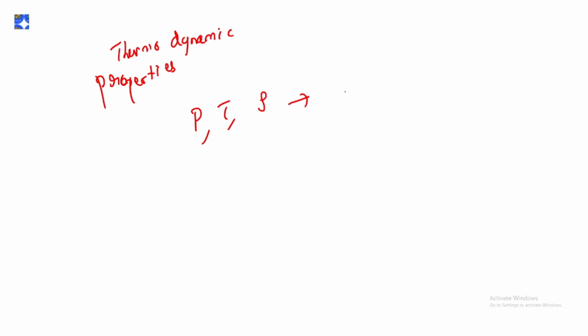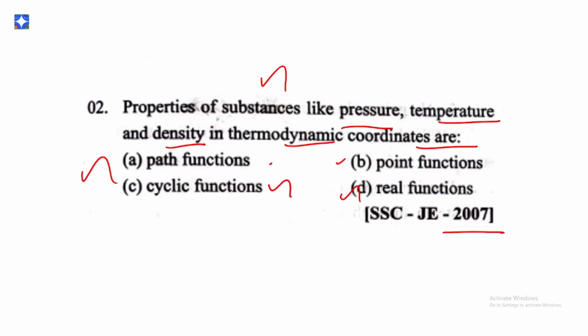Whenever you deal with thermodynamic properties like pressure, temperature and density, they are all called state functions, because for a particular state they have a particular value of pressure, temperature and density. Here they have clearly asked about pressure, temperature and density in the thermodynamic coordinates. So these properties are called point functions because they represent a particular state.